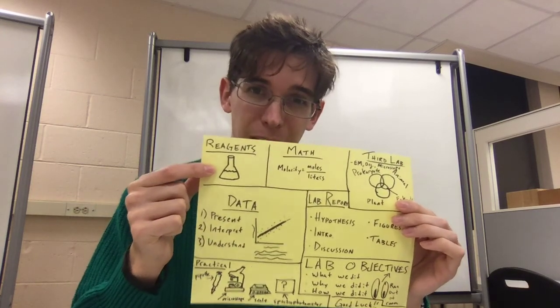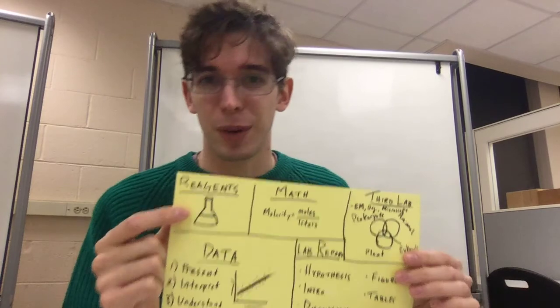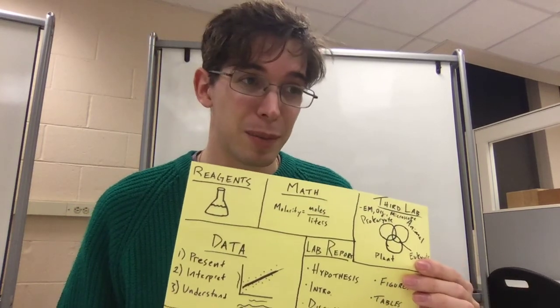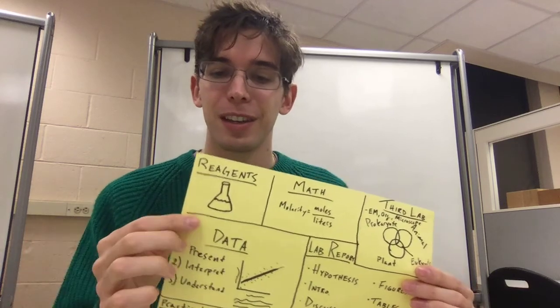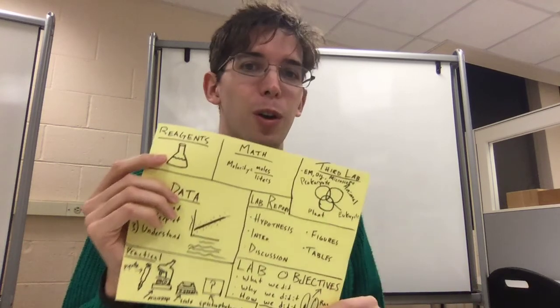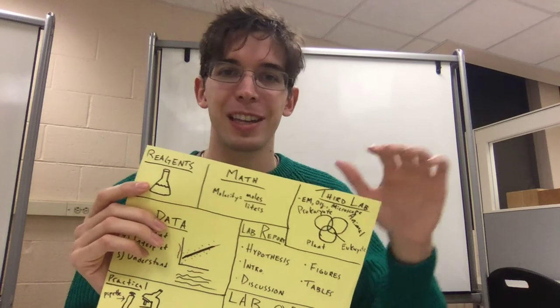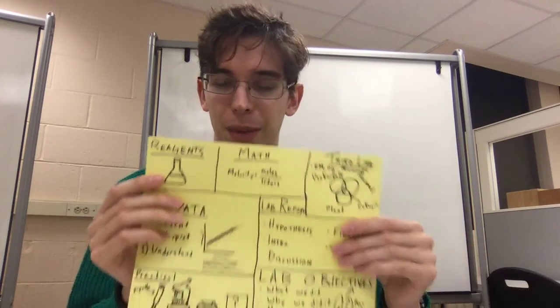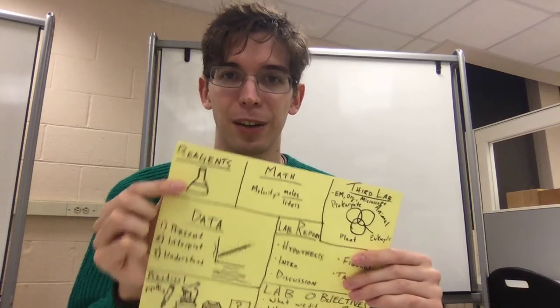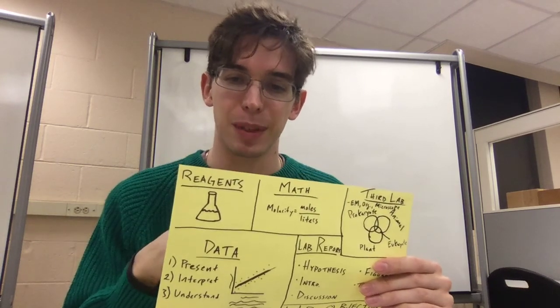So, reagents. Anytime we use a reagent like BSA or DCPIP or isopropanol or whatever, SDS, we're using it for a reason. You should know why we're using it, how it plays into that lab, and you should be able to explain it and reproduce it on an assessment.